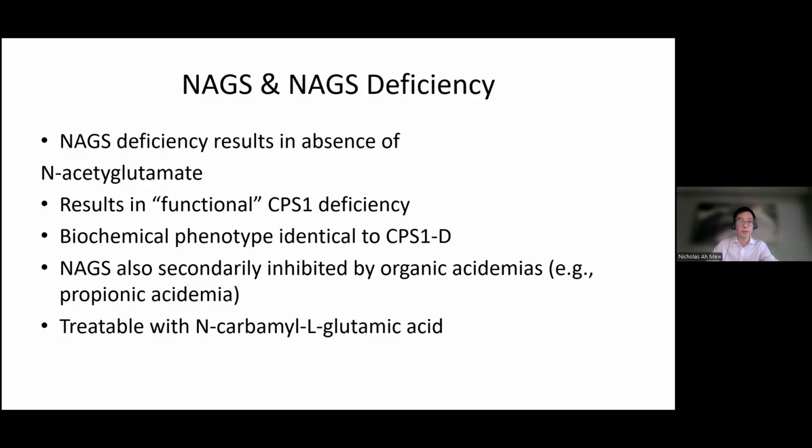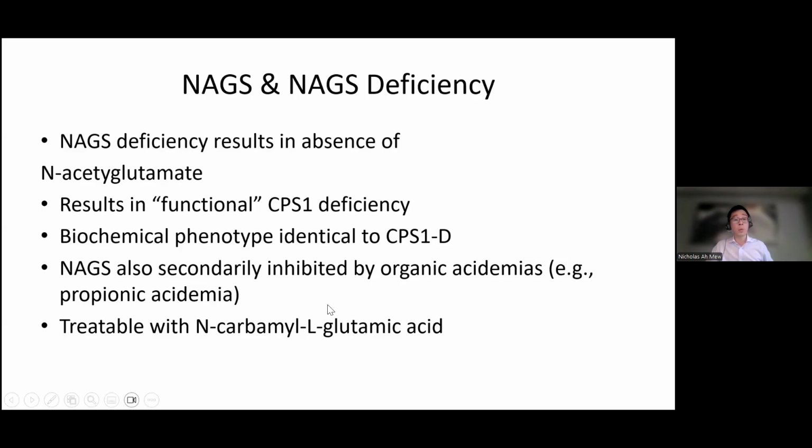NAG synthase is also secondarily inhibited in the organic acidemias, for instance, propionic acidemia, and potentially that is the reason why you observe hyperammonemia in the organic acidemias. This disorder also is treatable with carglumic acid.